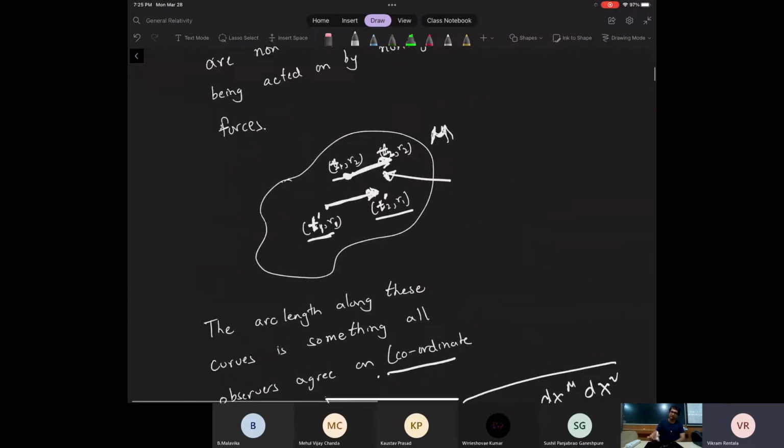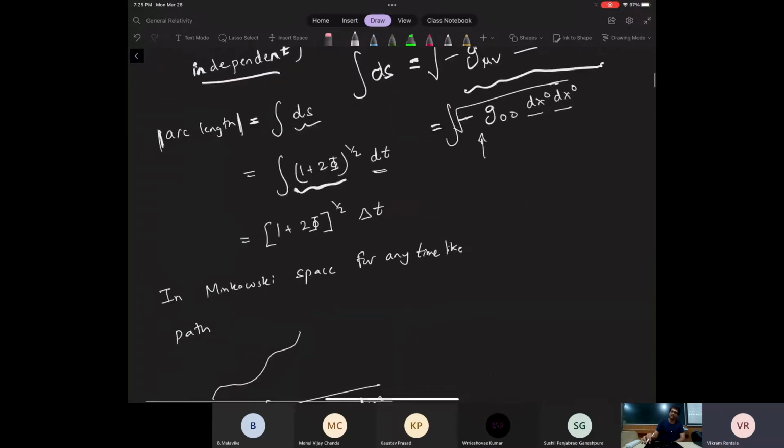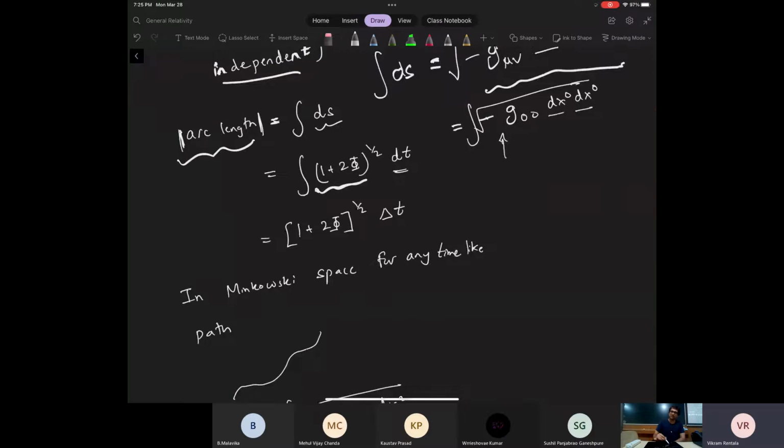So now if I have an observer, and for this observer t2 minus t1 is some delta t, then the arc length along this curve is 1 plus 2 phi raised to half times delta t, because phi is not a function of time, I can pull it outside the integral. That's the arc length. All observers will agree that this arc length has a coordinate independent meaning. Now the question is, what meaning do we assign to this arc length?